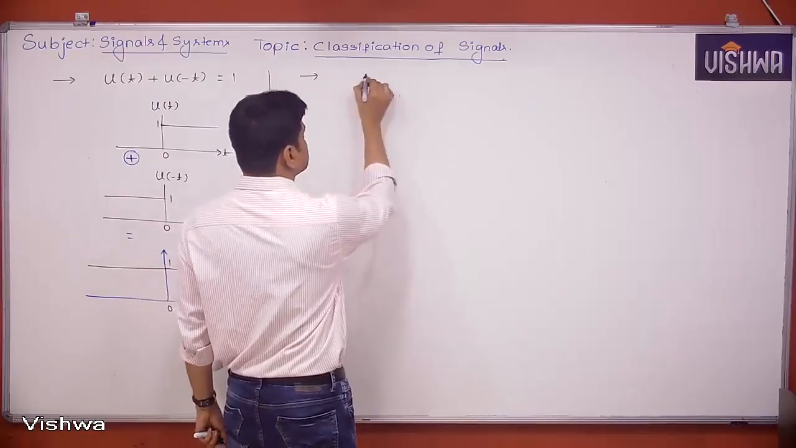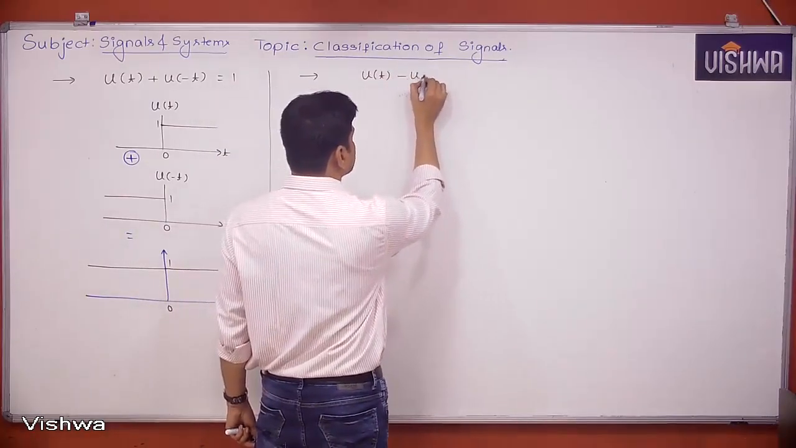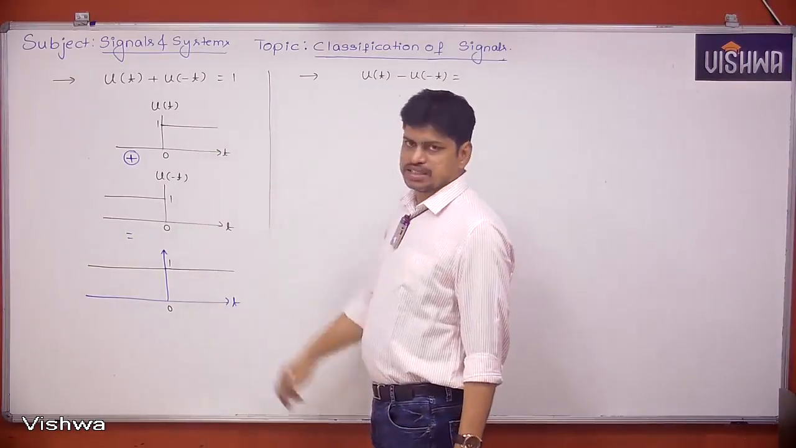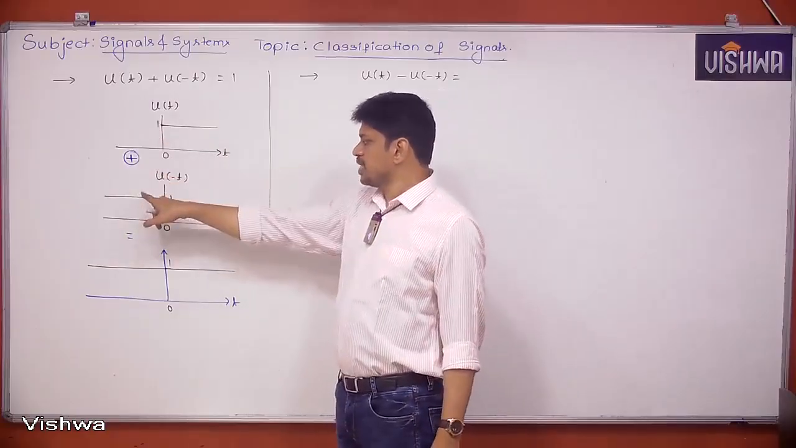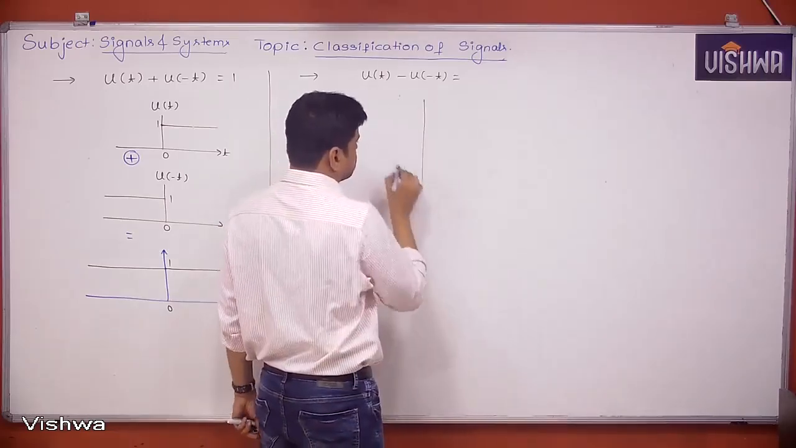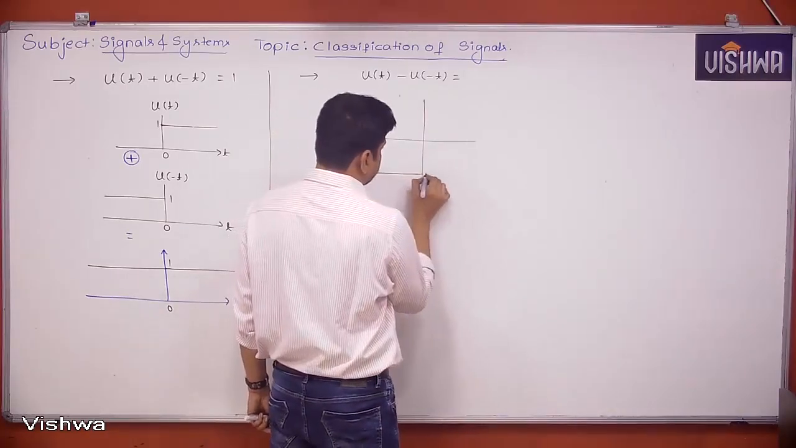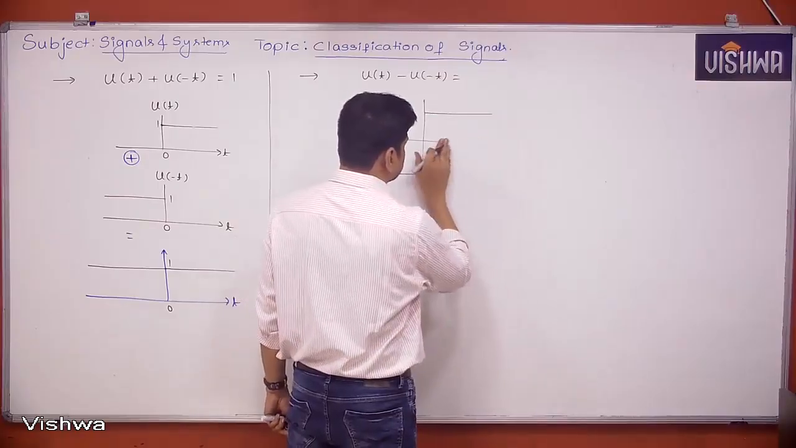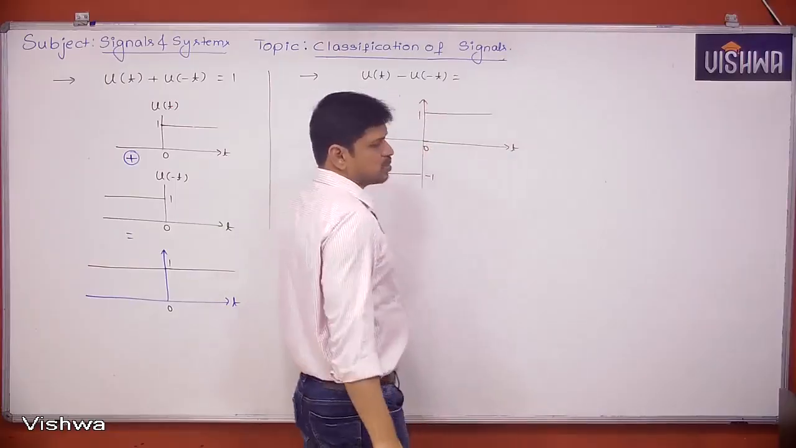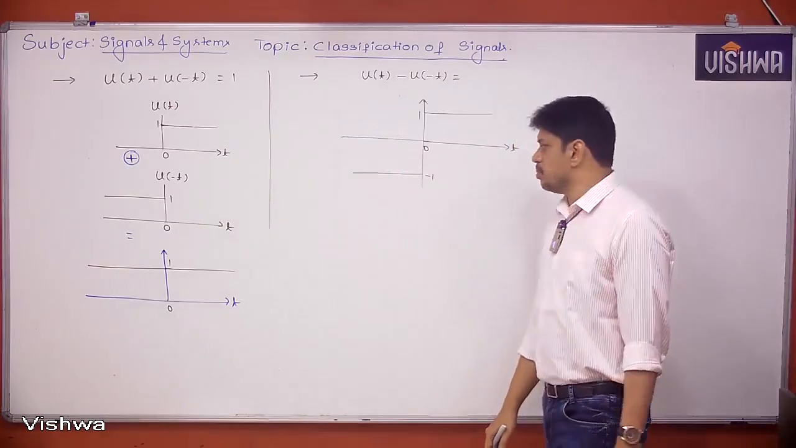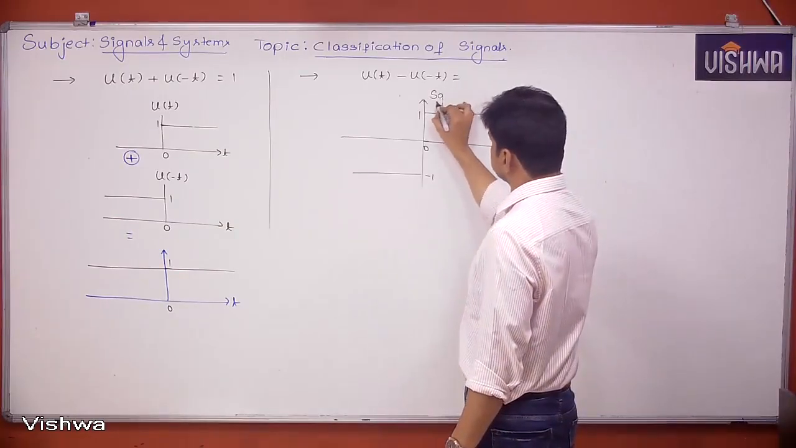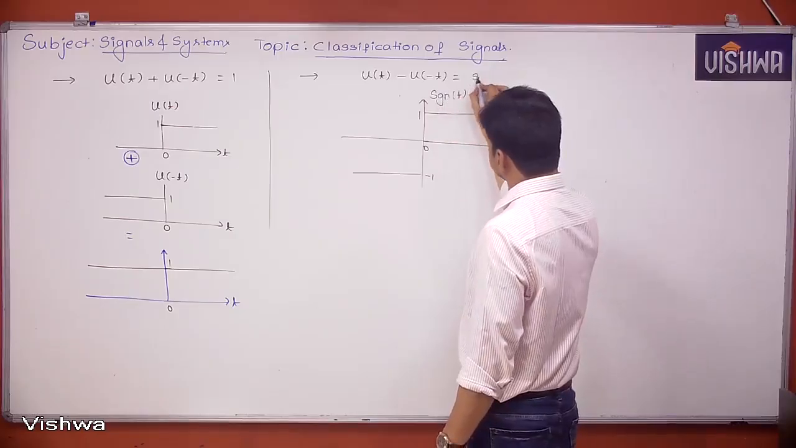What if I take u of t minus u of minus t? What is it going to be? If I subtract it, 0 minus 1, minus 1, 1 minus 0, 1. So before 0, it is going to be minus 1. After 0, it is going to be plus 1. What is this function? For t less than 0, its value is minus 1. For t greater than 0, its value is 1, which is nothing but the signum function, signum t. So this is a signum function.